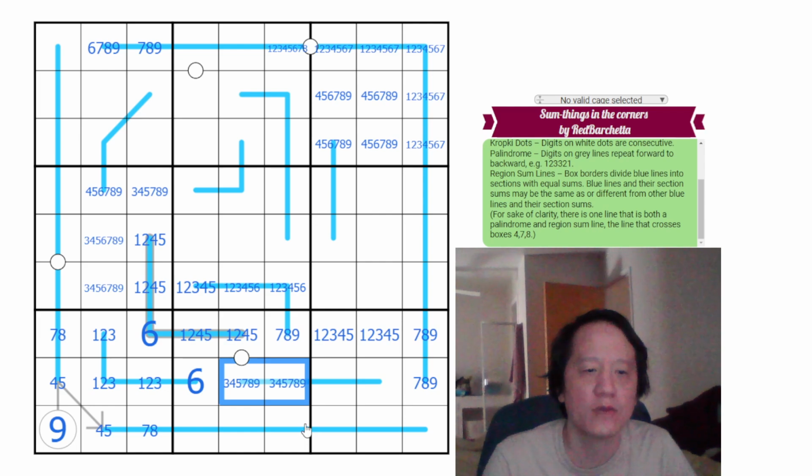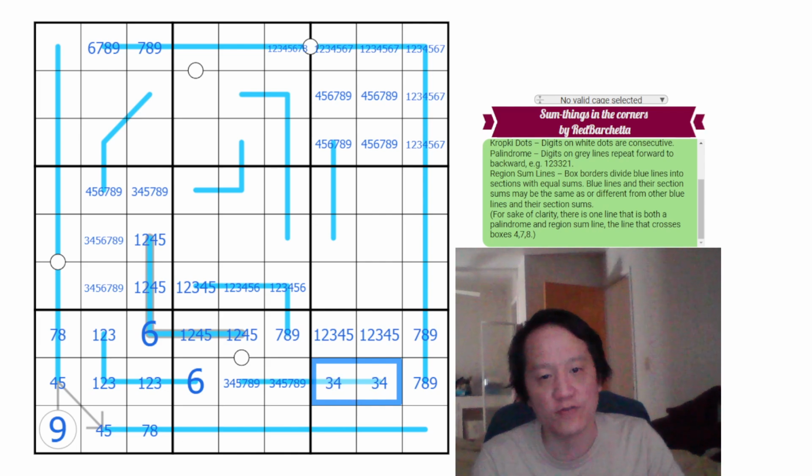Okay. This has to be at least 12, right? You have 12 here, 6, 6, so that's 24 total. This could be 9 at most, so that's 33. And then these two would have to add up to 12, and that's the minimum.